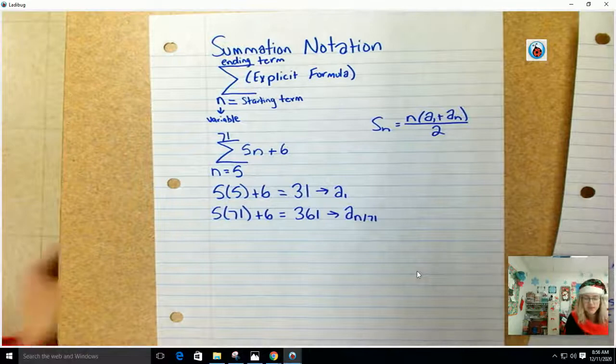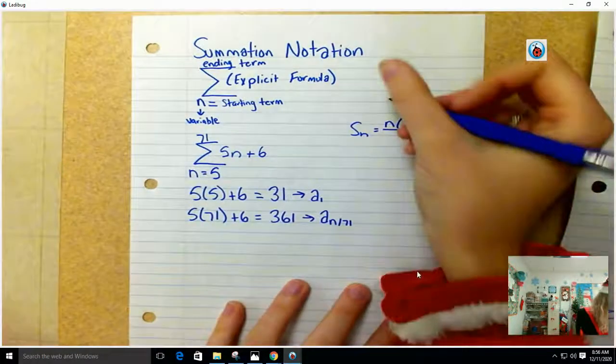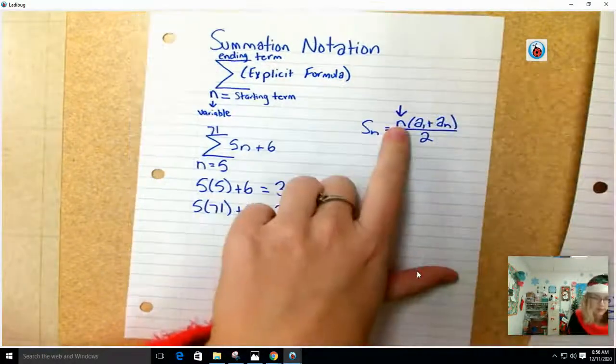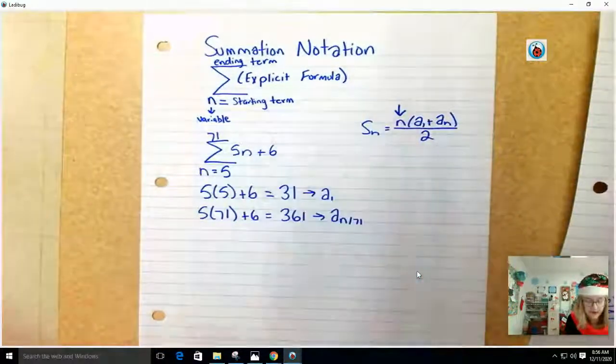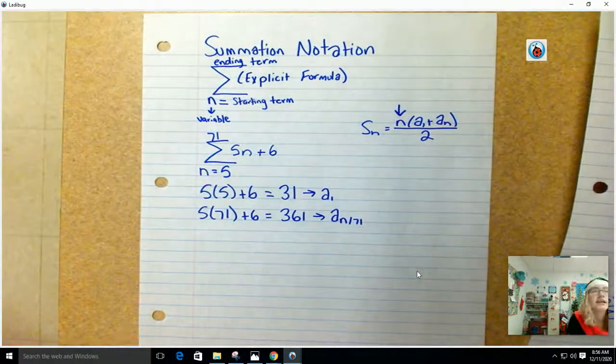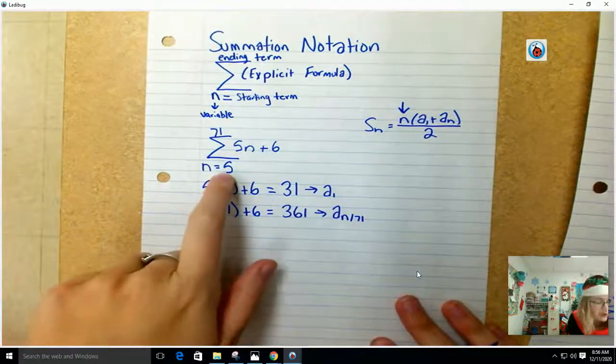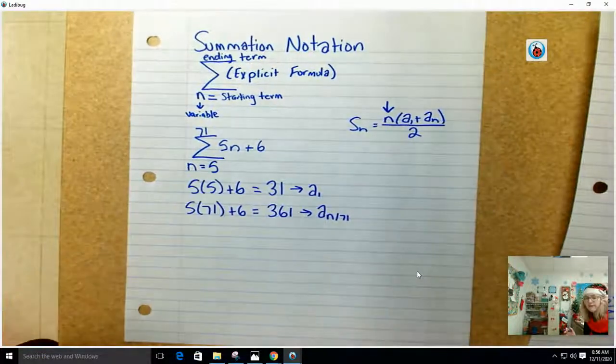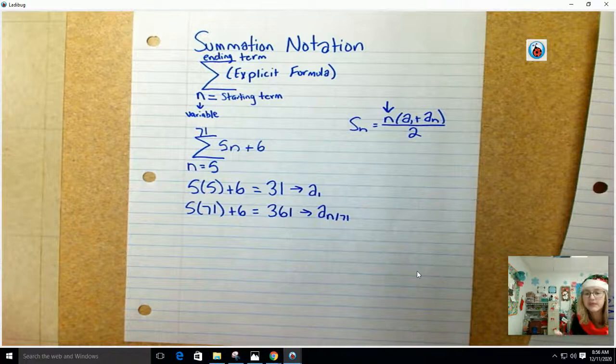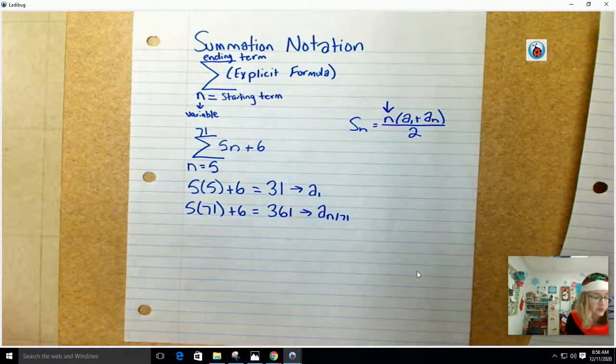The only thing that is tricky with these is filling in your variable right here. Essentially, I'm starting at n equals 5. That's my first term. So when n equals 6, that's going to be my second term, third term, fourth term, and so on and so forth.